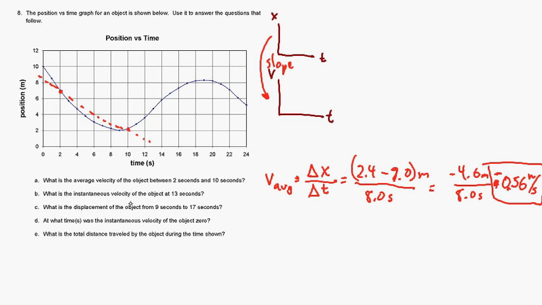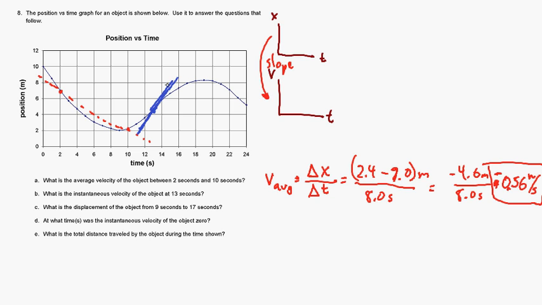Okay, instantaneous velocity of the object at 13 seconds. Now again, we use slope. Actually, I'm going to do part B in blue. Again, we use slope. The difference here is we're only given 1 point in time. And so your little trick there is to remember, well, if you're given 1 point on the curve, the only kind of line we can draw there is a tangent. So you sort of have to just eyeball a tangent.